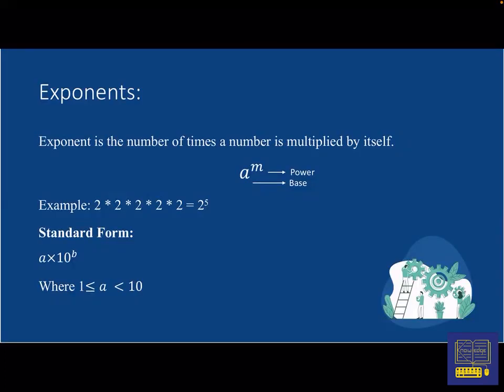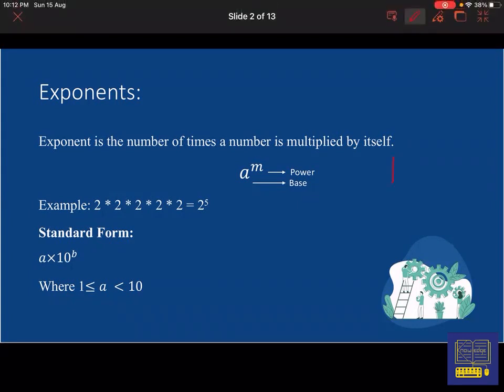So, for example, if you've seen the number 10 to the power of 3, that is an exponent, and 3 is the exponent of 10. What the 3 indicates is that we have to multiply 10 by itself thrice. So, that's 10 into 10 into 10, which is basically 1000.